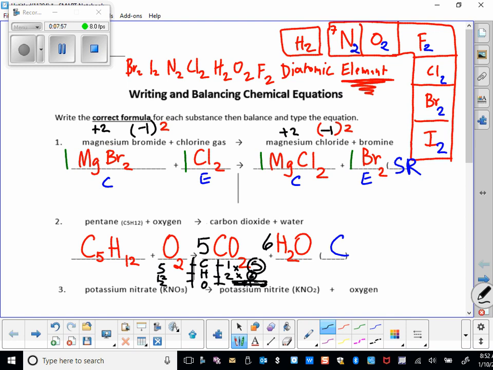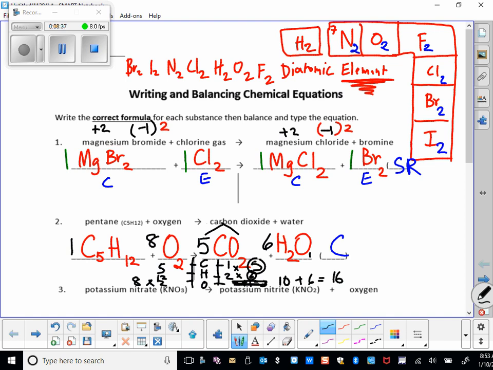This no longer holds. What is my oxygen number from carbon dioxide? What do I do with my coefficient and my subscript? Multiply 5 times 2, 10, plus how many oxygens from water? 6 times 1, 6. What does the total become? 16. How do I get it to become a 16 on the other side? What should I multiply by? 8. And I write that 8 there. And my equation is balanced.